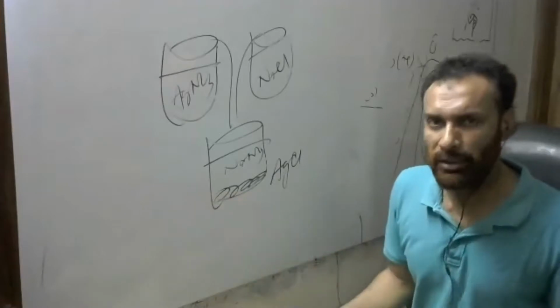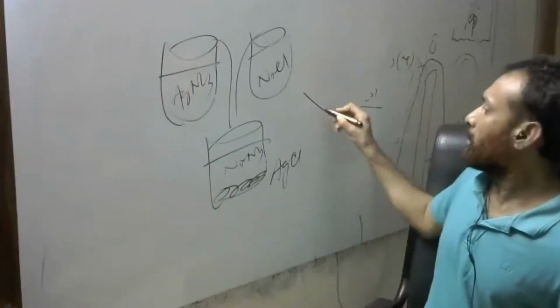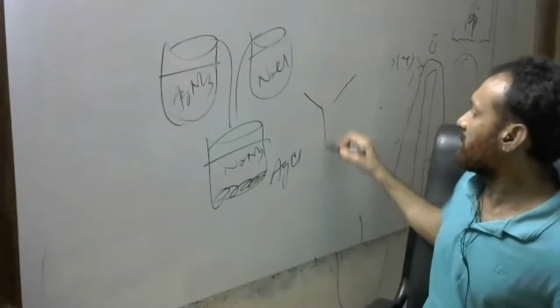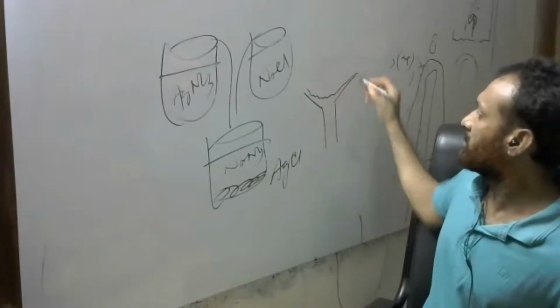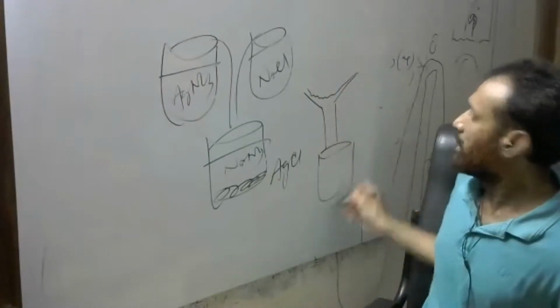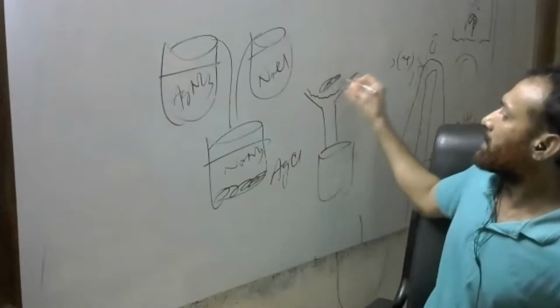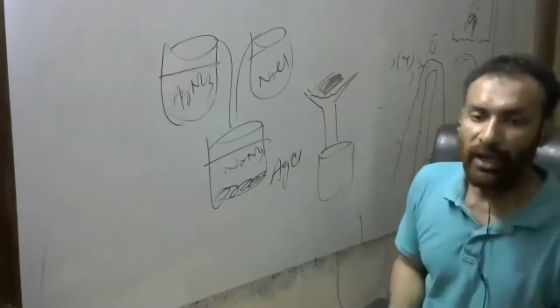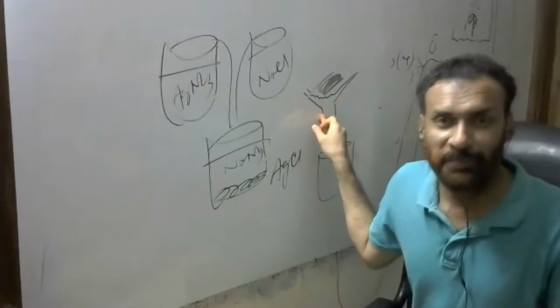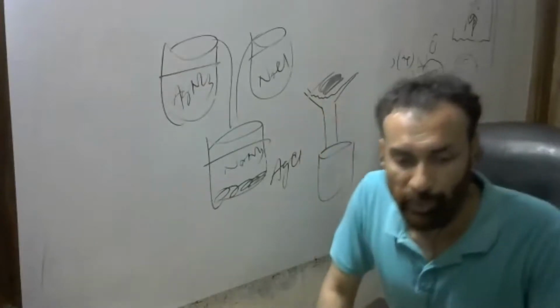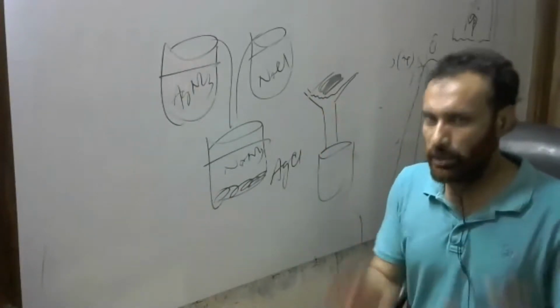Isn't this a better way? So now what will you do? You just use the filter funnel with the filter paper and separate. Just filter. You'll get the crystal here. Is the salt you get here pure? No, it's not supposed to be.